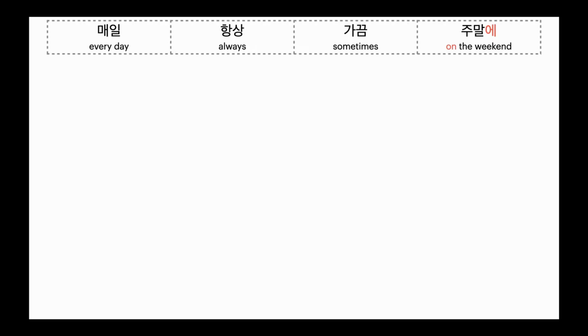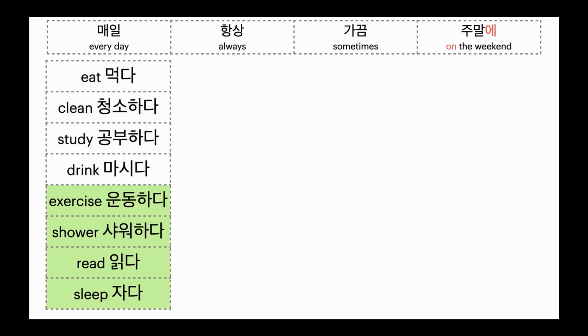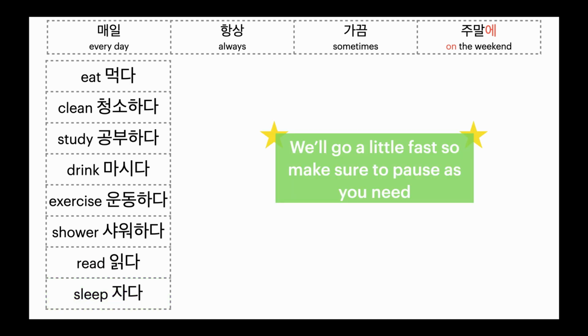Round 1 sentences will all be in present tense, so let's go ahead and use 4 verbs that we just had in our chart from earlier, and 4 verbs that may or may not be new to you. 운동하다, exercise. 샤워하다, shower. 읽다, read. Now in dictionary form it's pronounced as 읽다, but when you put it into present tense, you will pronounce every letter. 읽어요. 자다, sleep. Now we'll go a little fast just so this video doesn't get horribly long, so make sure to pause as you need.